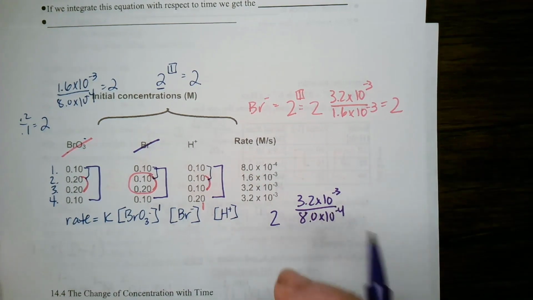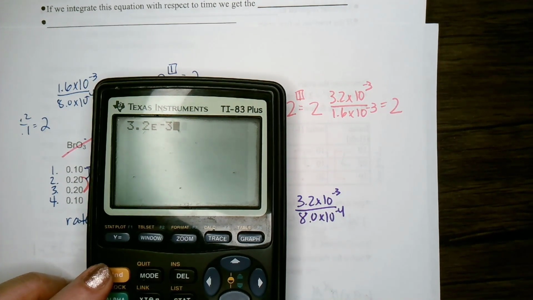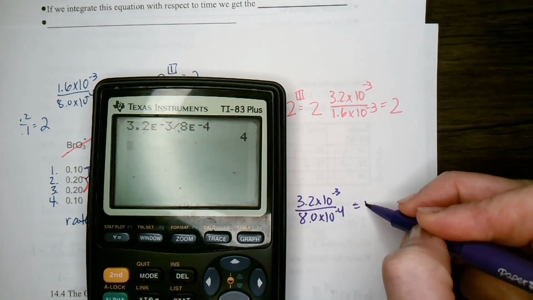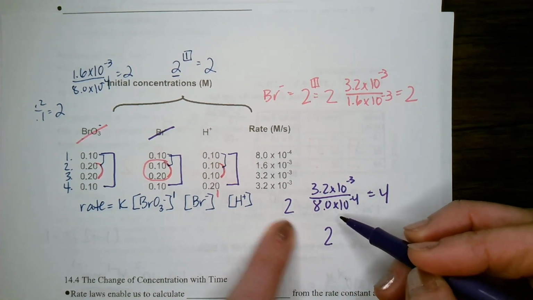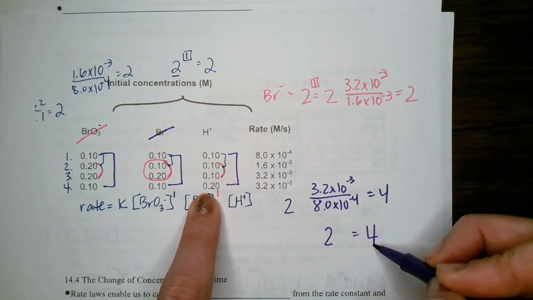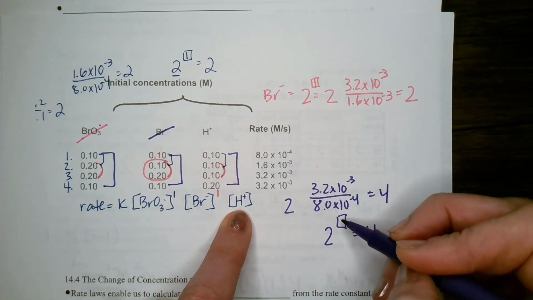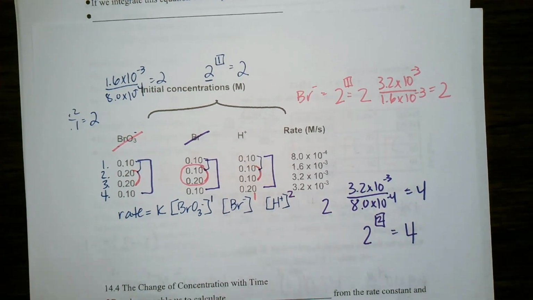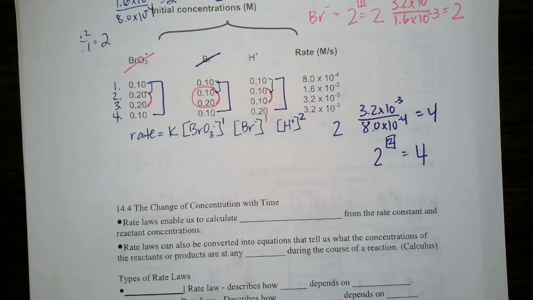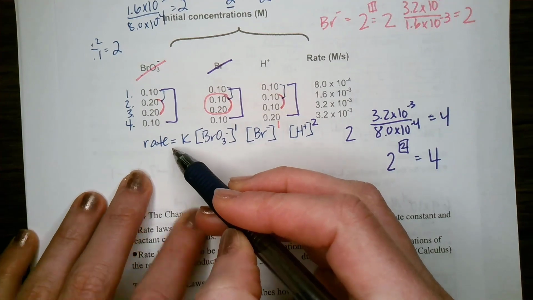3.2 times 10 to the negative 3 divided by 8.0 times 10 to the negative 4. And that gives us 4. So if we are doubling our concentration and our rate is quadrupling, that means that this must be an order of 2 with respect to our hydrogen ion concentration.